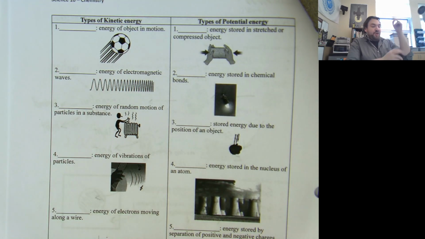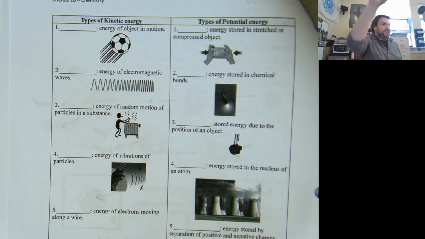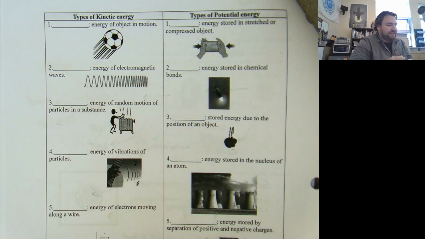Okay, so those are the two major classifications of energy. We've got kinetic and we've got potential. When we talk about kinetic, we've got to break it down. When we talk about potential, there's more than just gravitational and elastic. So let's talk about all these things.